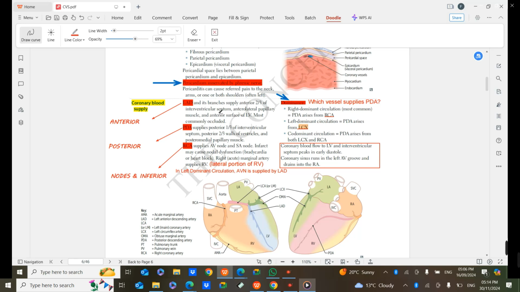Is there any other point you want to note here? We talk about the interventricular septum. First, let us divide it into two: the anterior part and the posterior part. It's more or less like a wall. The anterior part of the interventricular septum will also be supplied by LAD, the left anterior descending artery. So very easy and straightforward.